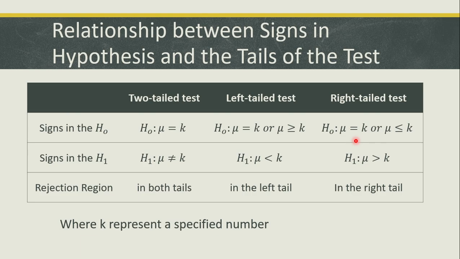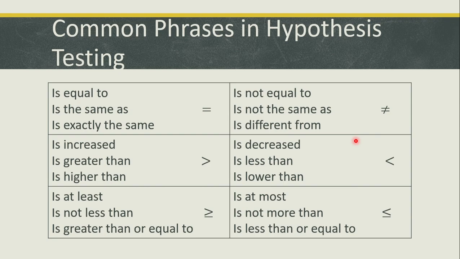Okay? Next one. Share ko lang din sa inyo itong mga common phrases na makikita nyo sa word problem para ma-identify nyo na agad kung equal ba yung gagamitin na sign, not equal, greater than, less than, greater than or equal, or less than or equal. So, alam nyo naman na kapag sinabi natin equal, exactly the same as. So, yan yung mga common terms or phrases na ginagamit natin.